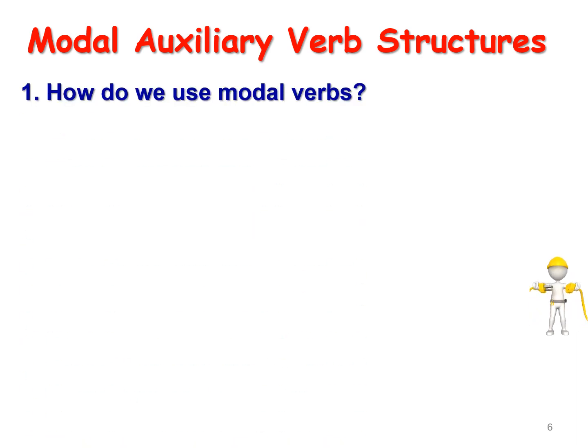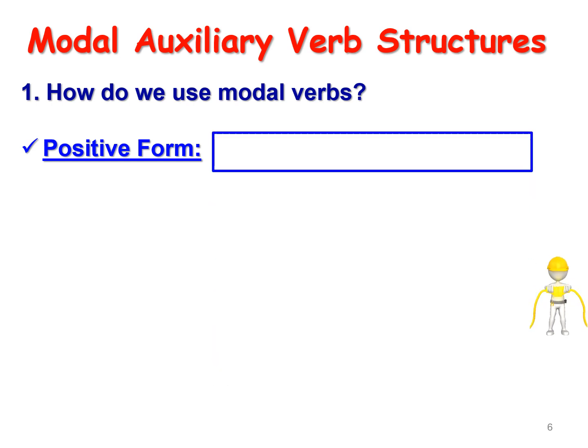Okay. This part we focus on how we use modal verbs or modal auxiliary verbs. Regarding the positive form, we form it by focusing on the subject. So here we have subject plus MV, which refers to the modal auxiliary verb, and verb 1, the infinitive or base form verb, all right, plus complement or object and so on.